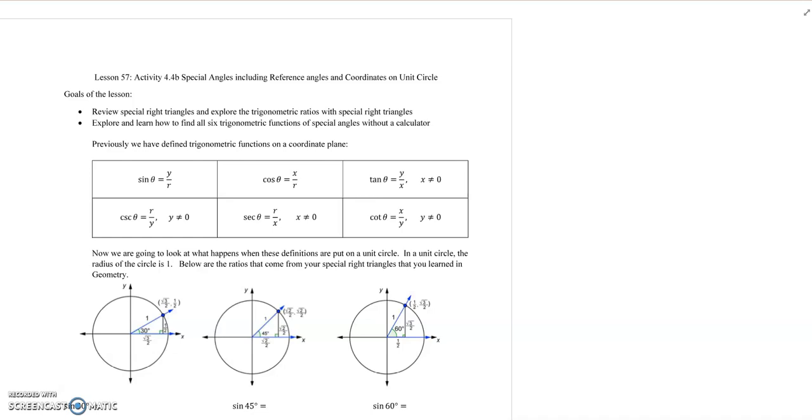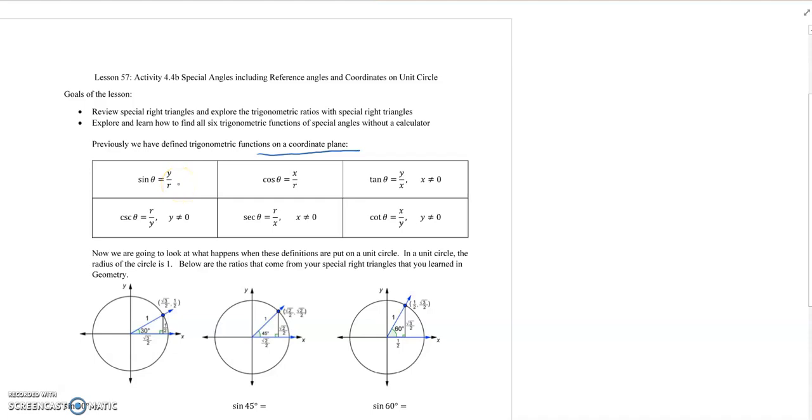Today's lesson is going to be on the unit circle and special right triangles. We're going to start an exploration that will be finished in class. We learned last class that we can define the trigonometric functions on a coordinate plane. This allows us to extend the definition beyond the first quadrant and allows us to graph all different types of angles, even those larger than 360.